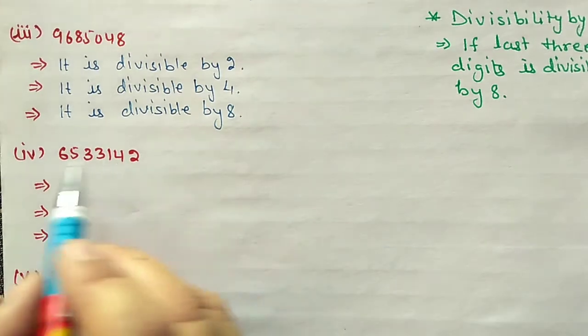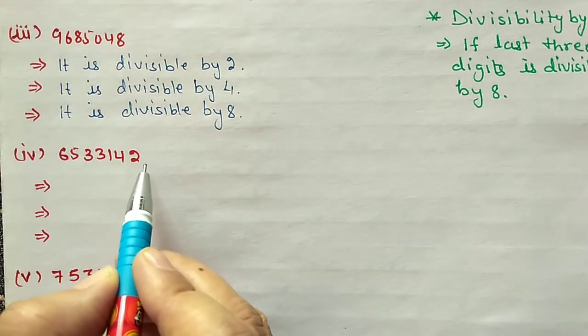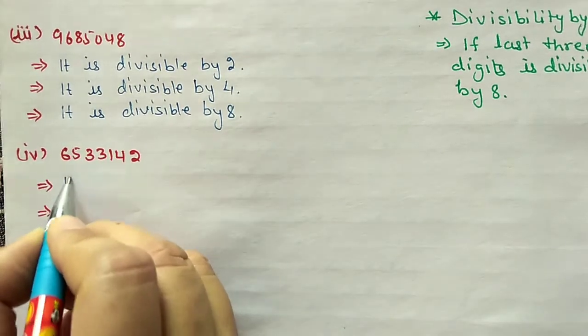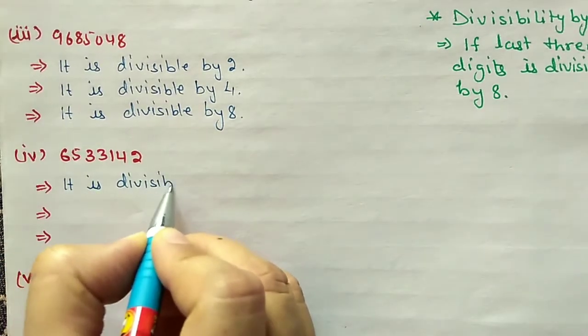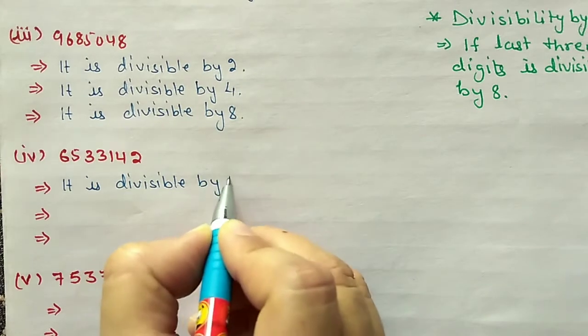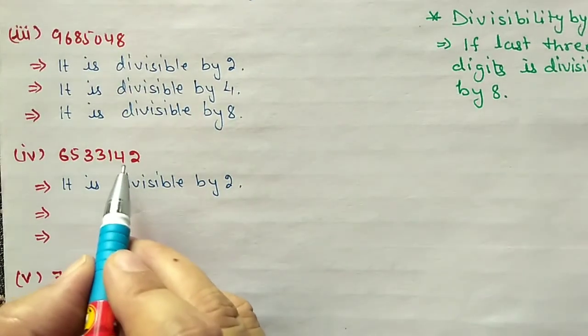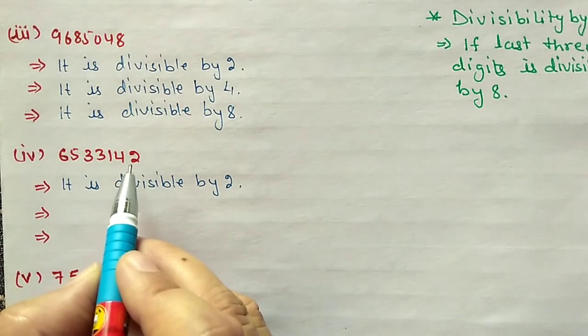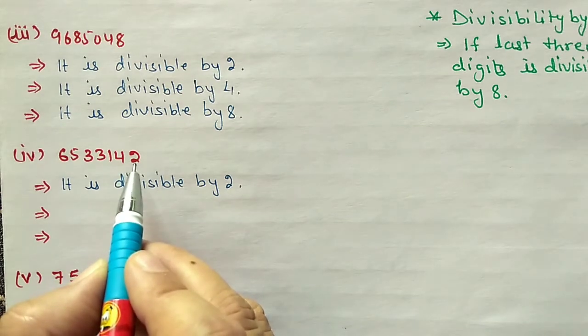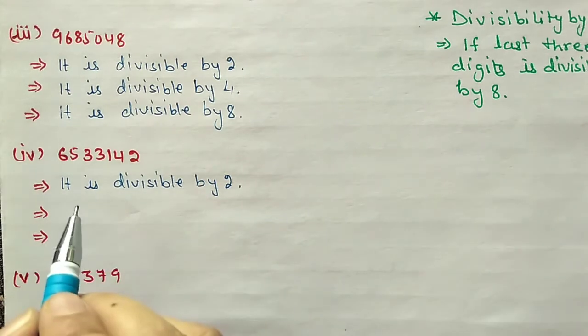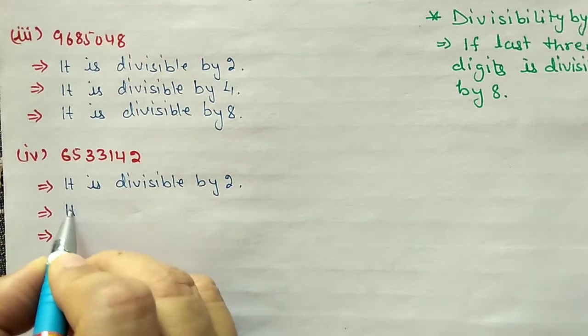Next, the fourth number, 6533142. Because the last digit is even, it is divisible by 2. Then the last two digits are 42. 42 is not in the 4 table: 4 ones are 4, and then 2 will be the remainder. It will go 10 times and 2 will be the remainder. So it is not divisible by 4.